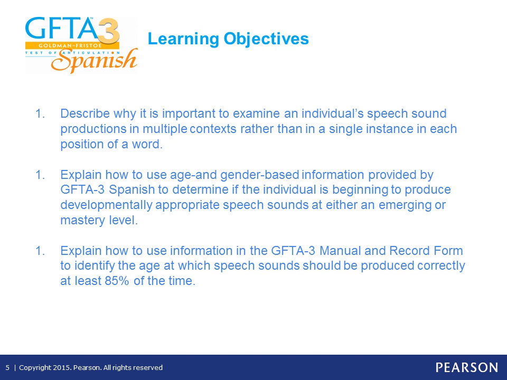By the end of the presentation, you'll be able to describe why it is important to examine an individual's speech sound productions in multiple contexts rather than in a single instance in each position of a word. Explain how to use age and gender-based information provided by the GFTA-3 Spanish to determine if the individual is beginning to produce developmentally appropriate speech sounds at either an emerging or mastery level. And you'll be able to explain how to use information in the GFTA-3 manual and record form to identify the age at which speech sounds should be produced correctly at least 85% of the time.